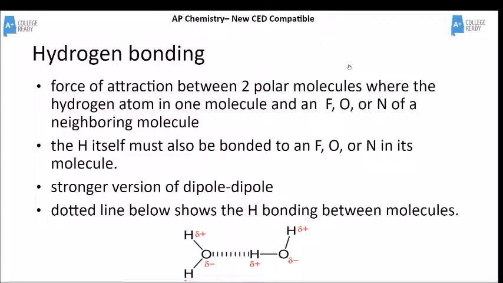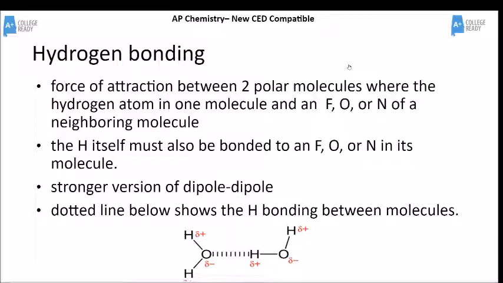So who is going to be super polar? The things that are going to be super polar are going to be things that have F over N, because F over N on the periodic table are the most electronegative elements up there. Their electrons are very close to the nucleus, and they have a lot of protons on their row. So they tend to be very electronegative.